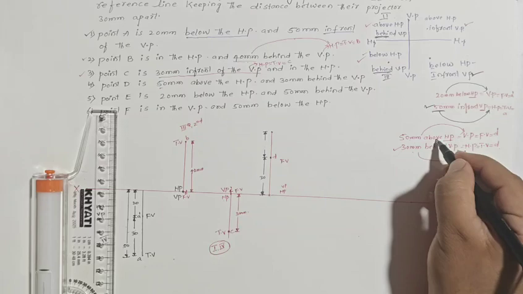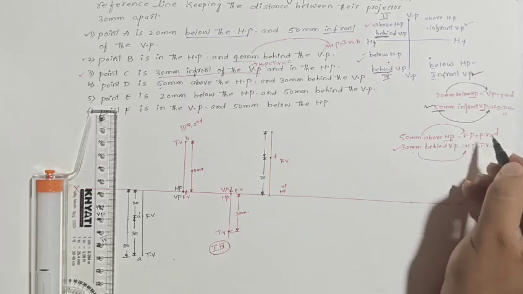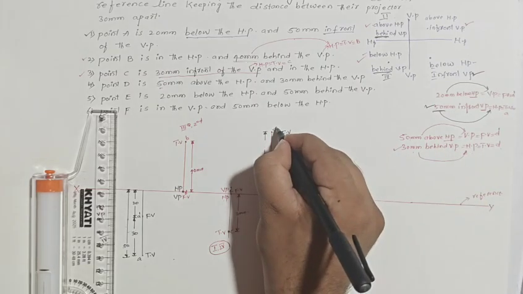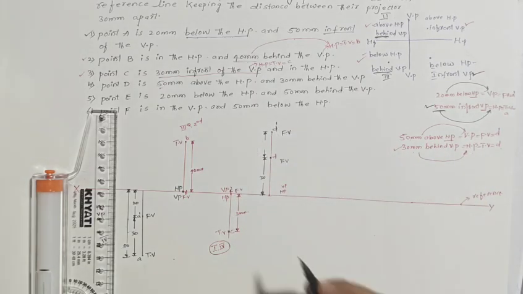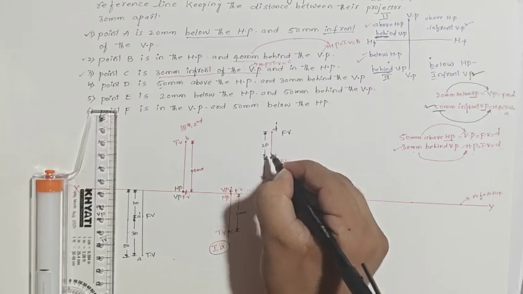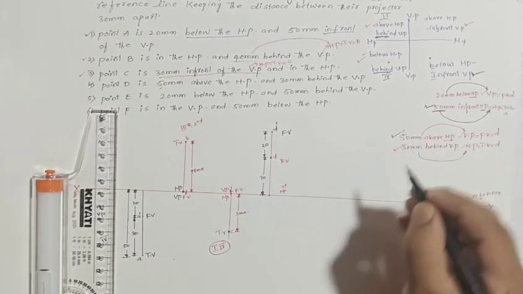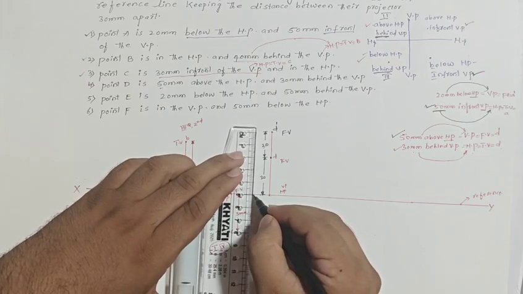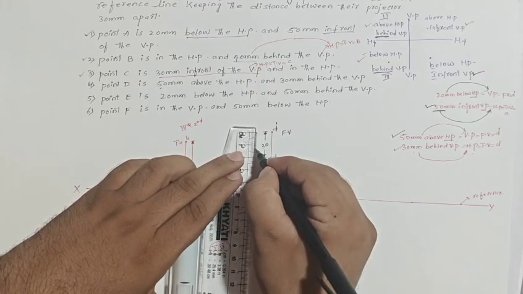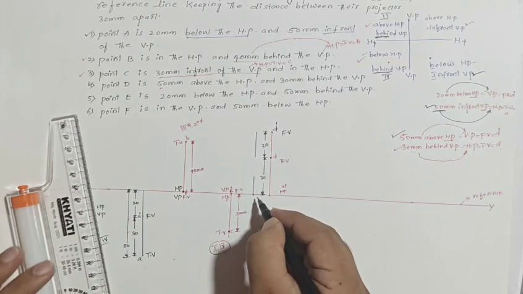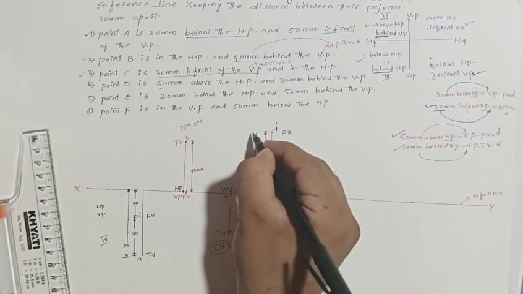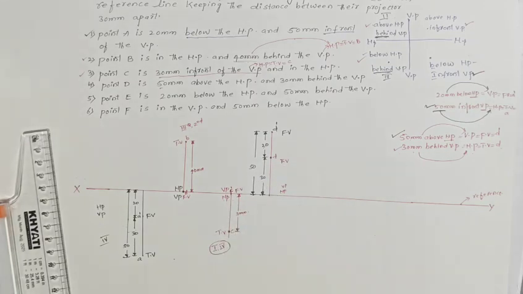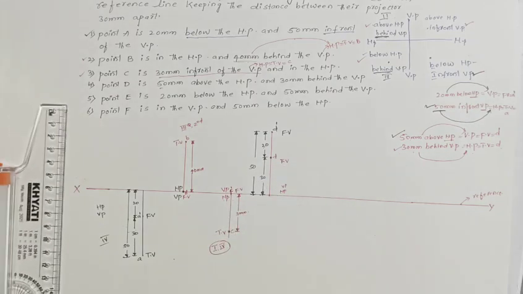Let us see. 50 mm above the HP means resting on VP. VP, what we can say here? Front view. It represents as the point here D dash. Is it right? So here we can write 20 mm. If you add 20 plus 30, then how much you will get? 50 mm. From the reference line, you need to show here 50 millimeter. Clear? 50 millimeter nothing but 5 centimeter.